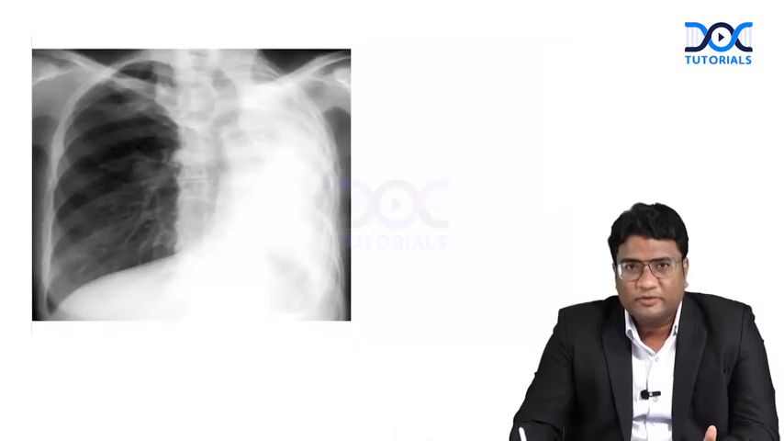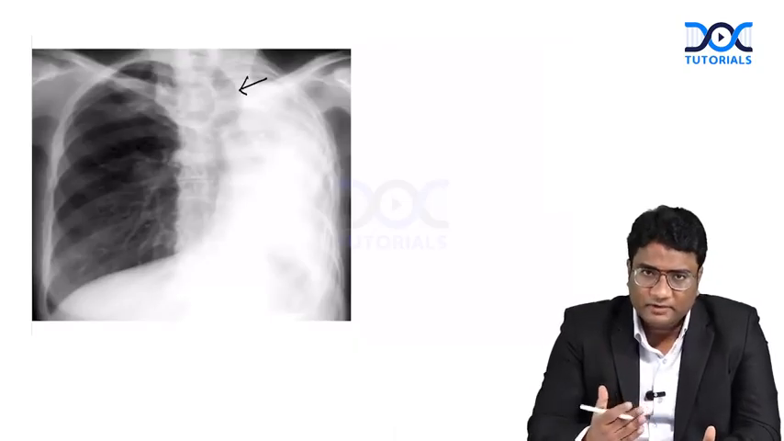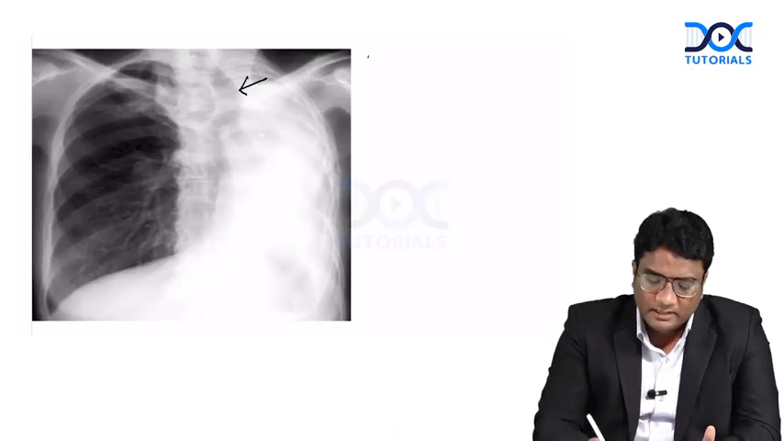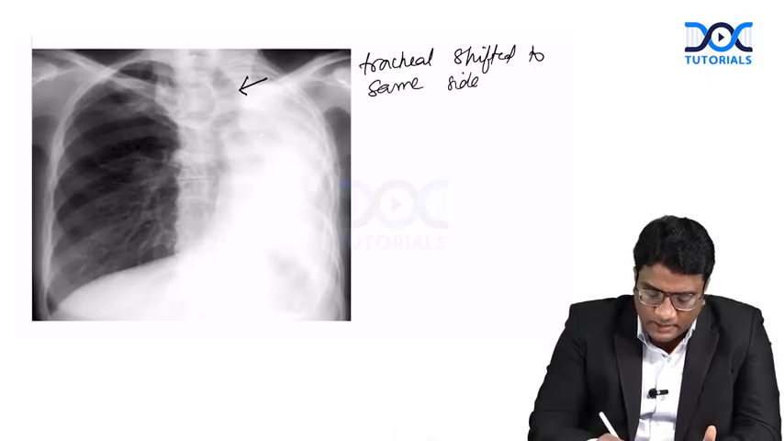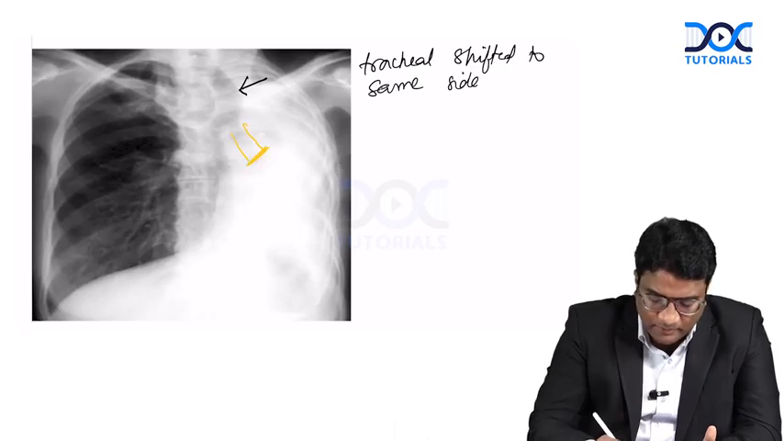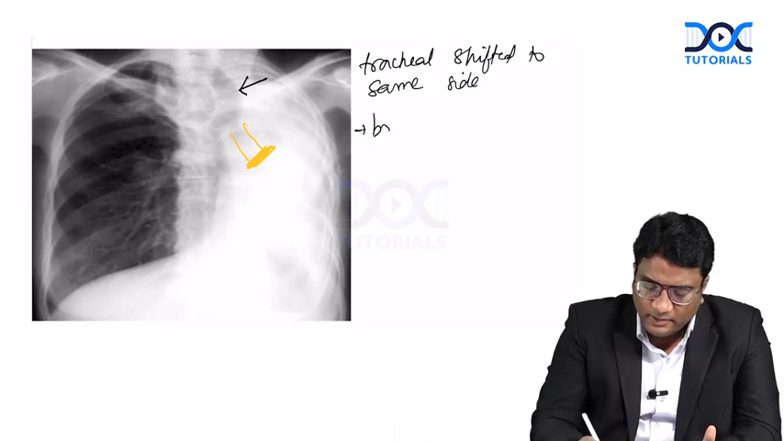Now look at this chest radiograph. What do you see here? You can see the trachea. I asked you to start from the trachea. The trachea is shifted to the same side. So the trachea is shifted to the side of opacity. And if you look, the bronchus is cut off here. You can see the bronchus only till here. From here, you are not seeing any air bronchograms. There is a bronchial cutoff.